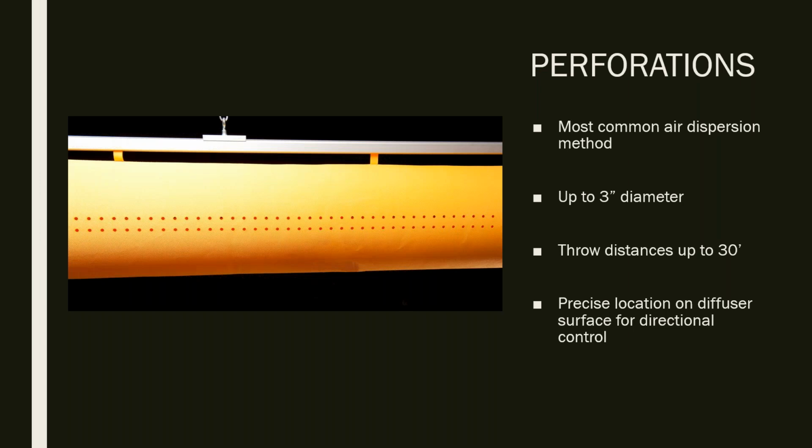Perforations is the most common method. These are laser cut holes. They are heat sealed, and that's important because the heat sealing process of the holes prevents the holes from fraying for the entire lifetime of the duct. You never have to worry about those holes coming apart, even with washing.